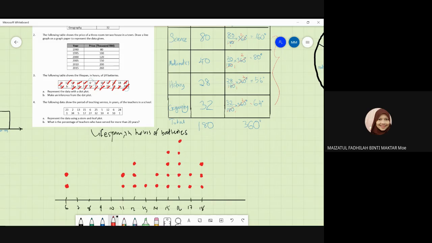So you can make your summary. Most of the battery lifespans are between, whether you want to write 11 to 18 also can. Okay, between 11 until 18. Or you can make it 14 to 18 also can, because only one battery lasts that way. But most of them are more than 11. Okay, or more than 10. Okay, most of the battery lifespans are more than 10 hours. Okay, you can answer like that.